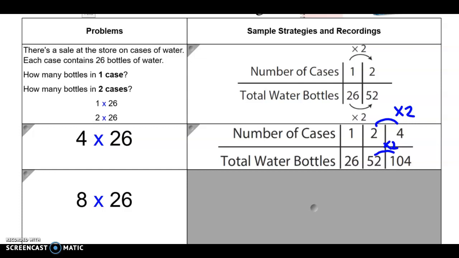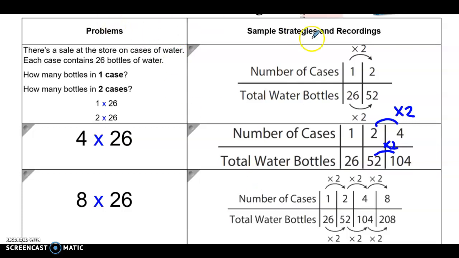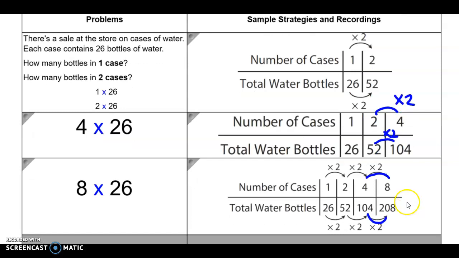Welcome back. We're going to take a look at 8 times 26 using that ratio table to help us solve. So if we go back to our ratio table here, previously we knew 4 times 26 was 104. We can double that 4 to get us to 8, or 4 times 2. So we're going to take that 104 and also double it, multiply it by 2 to get us our answer of 208. So hopefully you were able to solve that on your own.